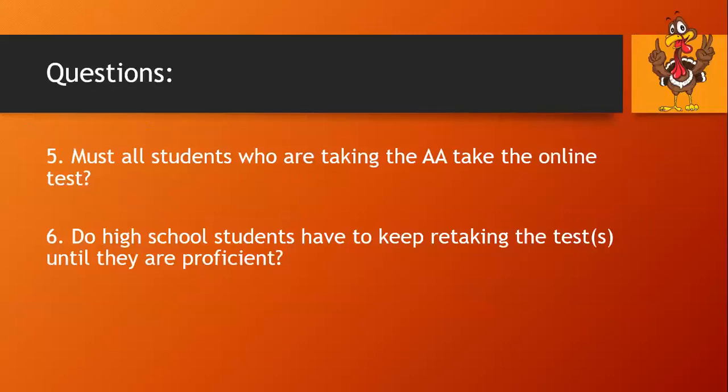Okay. Must all students who are taking the AA take the online test? No, it's an individual decision. Most students will probably take the online test, but just the same as students without disabilities, you can take the paper pencil, or you can take what is being called supplemental, where you do part online and part paper. It really depends on the student and whether they need tactile things, whether they need things spread out, because I will tell you, the student will not have to necessarily point to stuff on the screen. The teacher can do that and ask questions. So the answer to that is it's an individual decision.